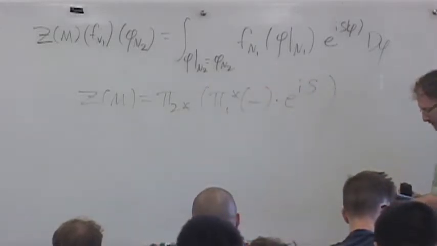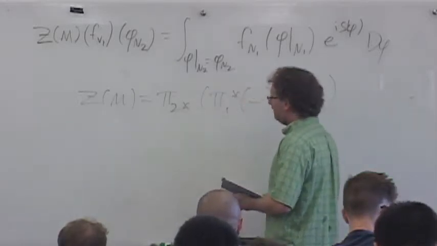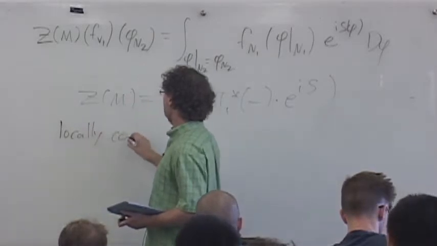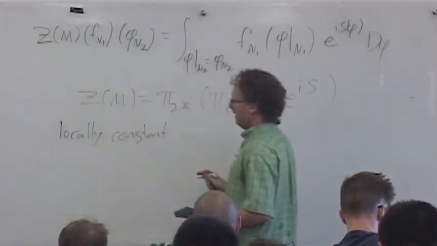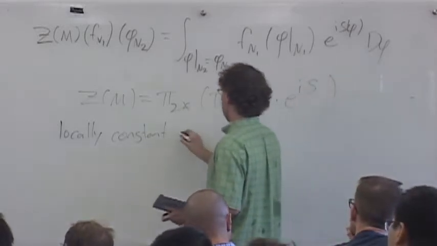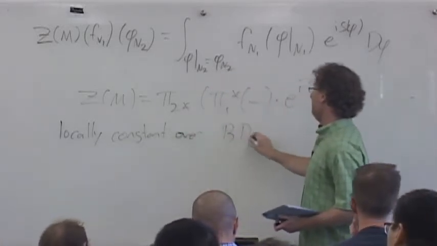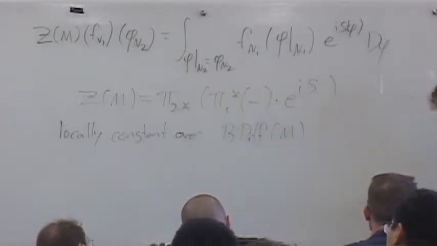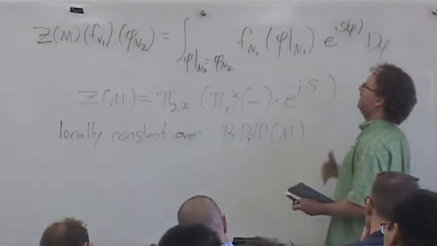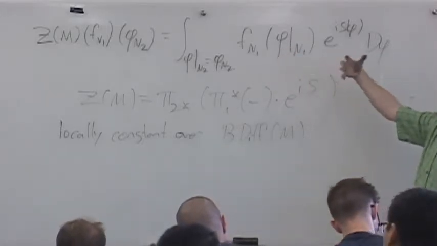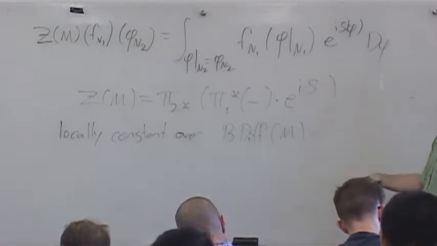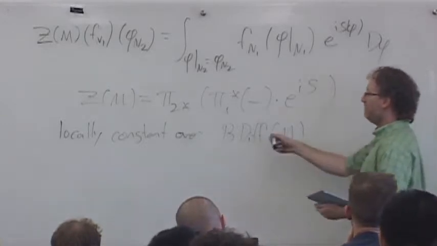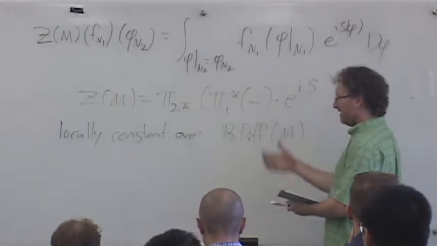OK. All right. So now one thing to say about this construction is that it is locally constant. This construction is supposed to be locally constant over the moduli space, B diff of M. This is the moduli of M's. So you have the space M, and there's a family of manifolds all diffeomorphic to M. This is the universal family of manifolds diffeomorphic to M. You have a construction like this that's required to be locally constant. That's part of being this field theory.